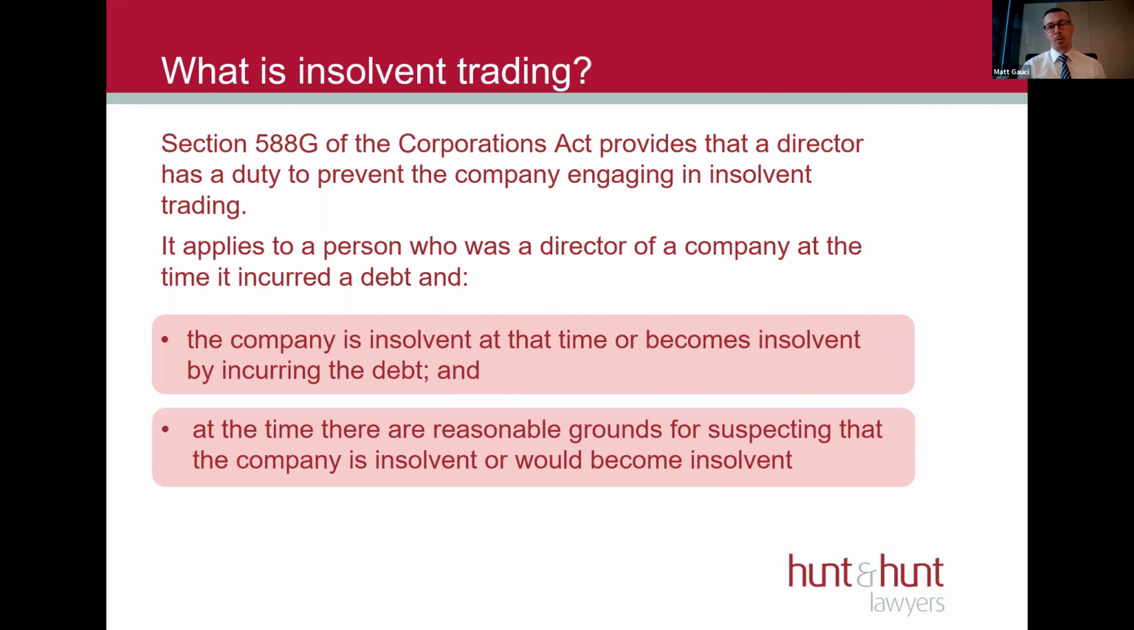Firstly, a company is insolvent if it can no longer pay its debts as and when they fall due. As you can see on the screen there, Section 588G of the Corporations Act provides that a director has a duty to prevent a company engaging in insolvent trading. The purpose of the section is to protect a company's unsecured creditors, in particular their trade creditors. The basic principle is a director that allows a company to incur debts while that company is insolvent may be personally liable for those debts.